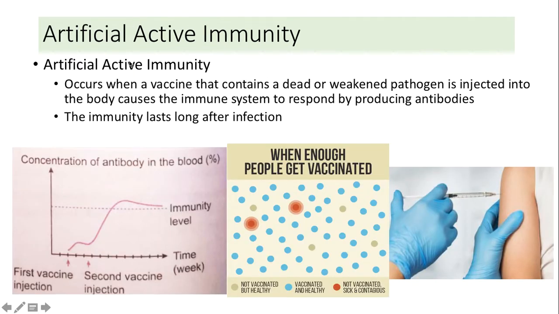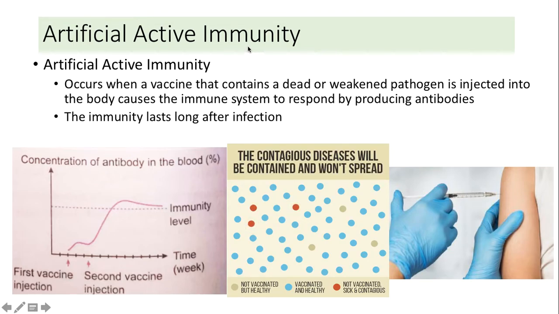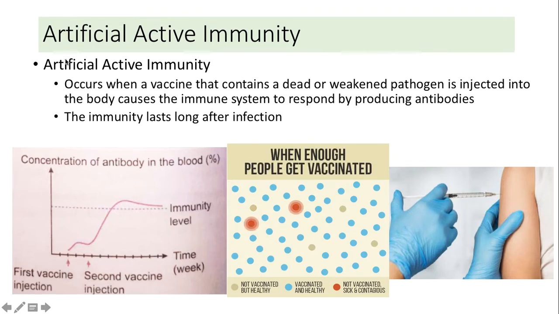So let's look on to artificial active immunity. Active immunity means your body produce its own antibody, right? Artificial pula maksudnya apa? It being engineered in the lab, kan? So, artificial active immunity contohnya adalah vaksin.